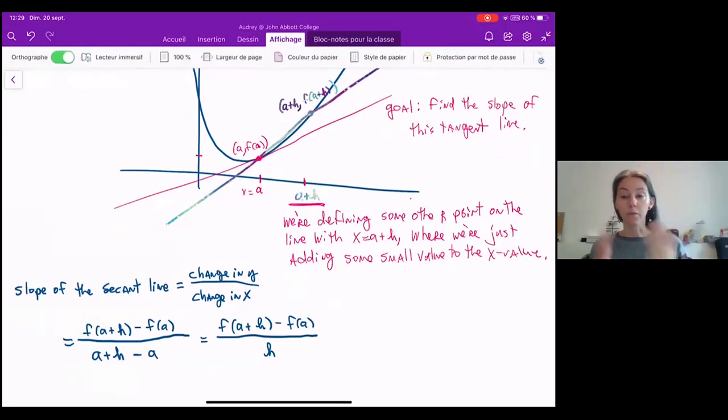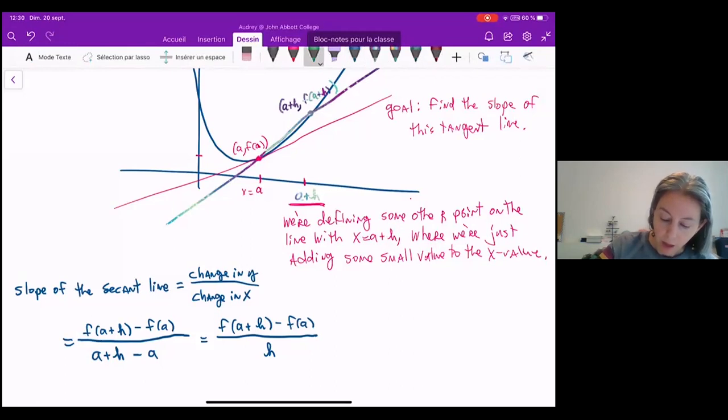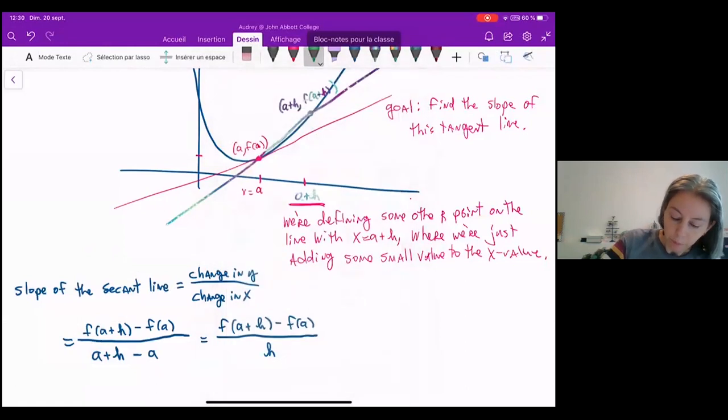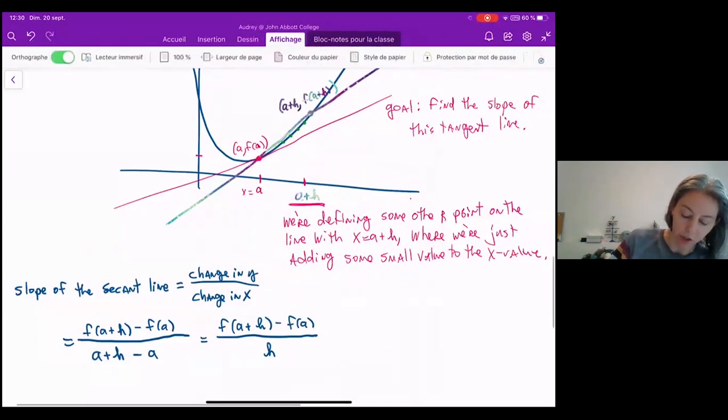Okay, so thought about it. We have our secant line. We have the slope of our secant line, and we still have this tangent line for which we don't know the slope. So the question is, how is this useful for us? How is this going to help us find the slope of the tangent line? And the answer is, I want you to think about what would happen if I let my second point for my secant line get closer and closer to the point on the tangent line?